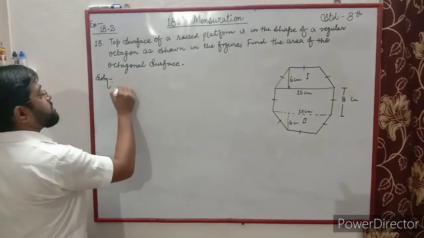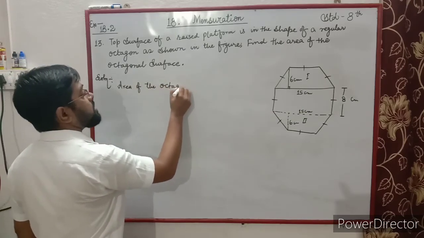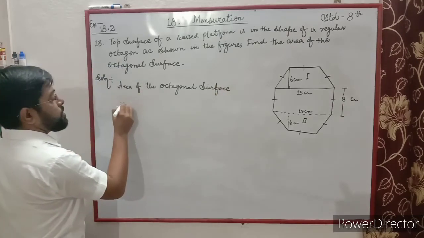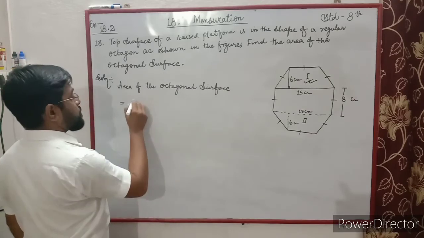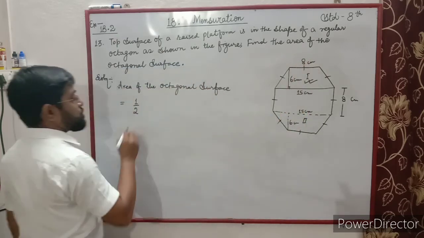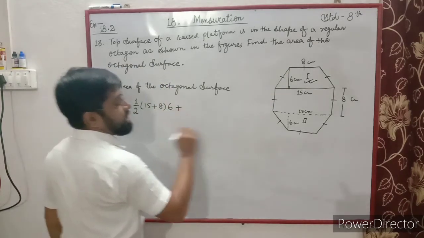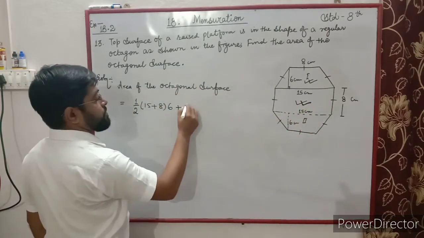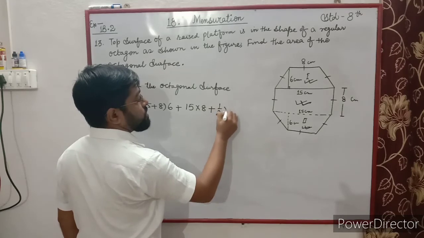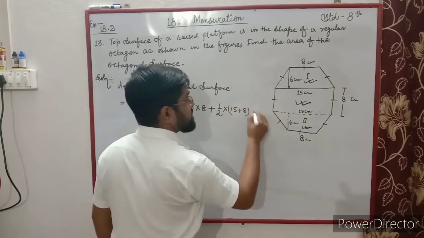Now area of the octagonal surface is equal to area of the first trapezium, so 1 by 2 into sum of the parallel sides, so 15 plus 8 into height is 6 centimeter, plus area of a rectangle, so length into breadth 15 into 8, plus area of the second trapezium, so 1 by 2 into sum of the parallel sides, that is 8 centimeter, so 15 plus 8 into height is 6 centimeter.